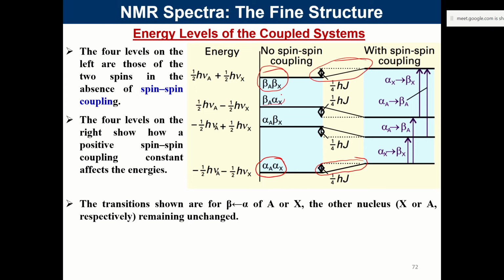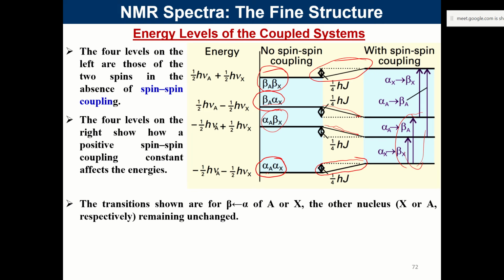If the two spins are different, then there is always a decrease when this coupling is taken into account. So there is a decrease in the two cases when one is plus half and the other is minus half. And in that sense, starting from any position, for example starting from alpha A alpha X, you can change either X or A, and you can get two transitions.